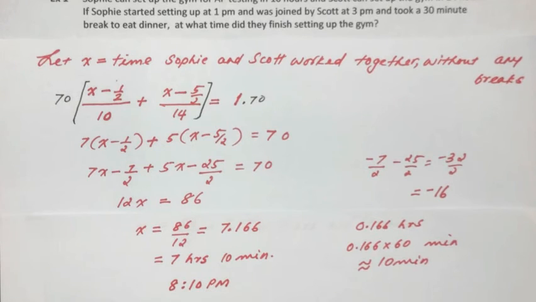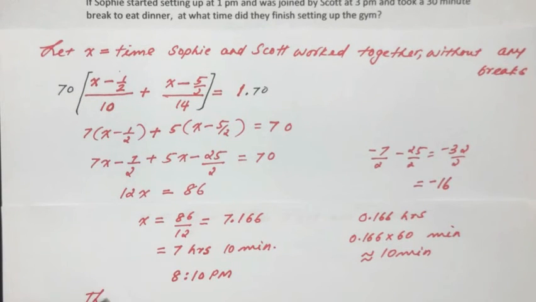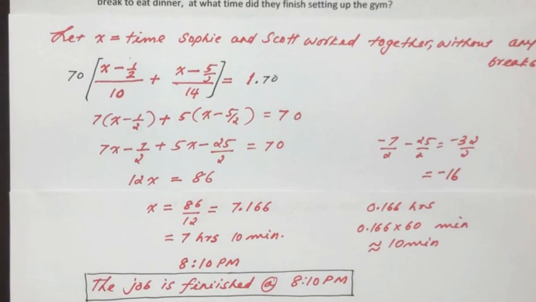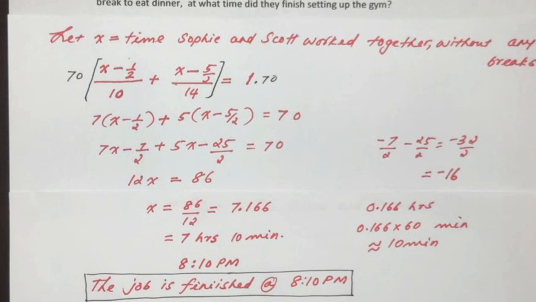So the job finished at 8:10 p.m. if both of them work together and both of them took the 30 minute dinner break, and Scott joined 2 hours after Sophie started the work at 1 p.m. So the job finished at 8:10 p.m.